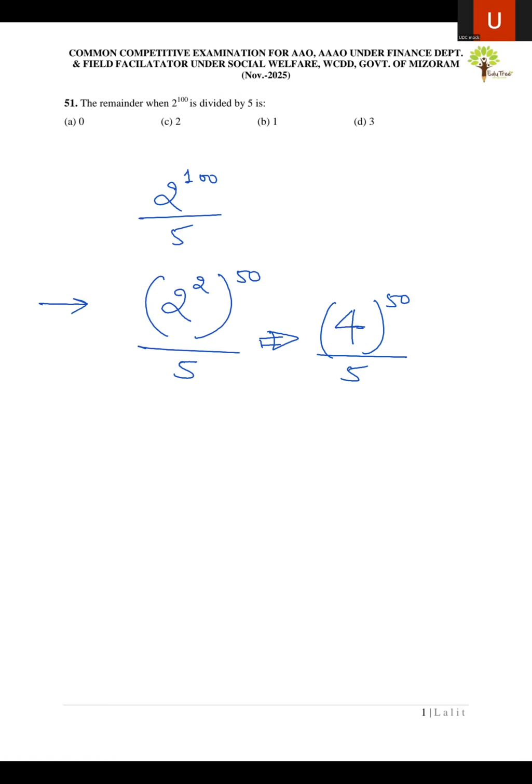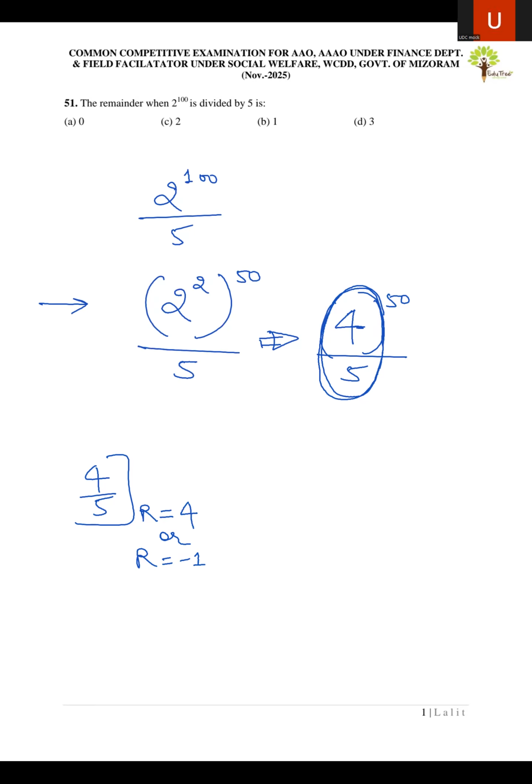Now we know that whenever we divide a smaller number by a larger number, like 4 is smaller than 5, when I am dividing 4 by 5, what is the remainder? There are two remainders in this. You can see this 4 is not divisible by 5, so the remainder is 4 or the remainder is minus 1. This is the rule.